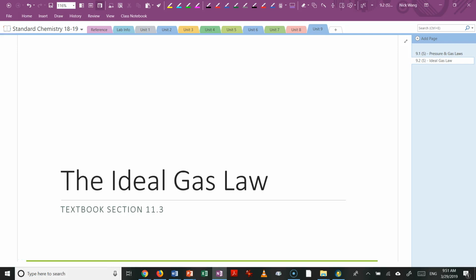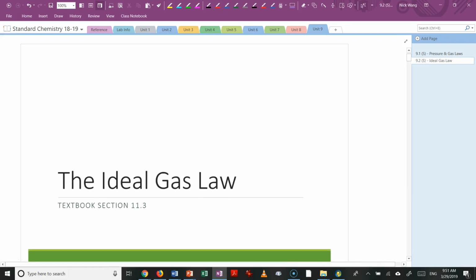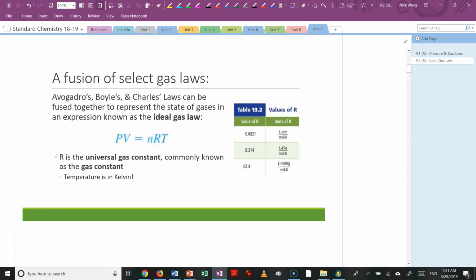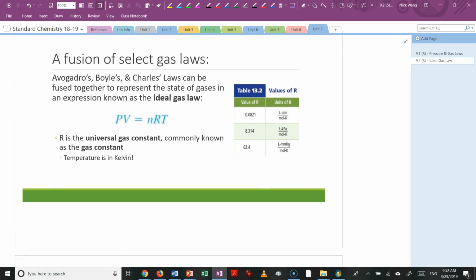In this lesson, we're going to learn about the ideal gas law, which is a law that kind of combines a bunch of different gas laws that we'll all see put together here. So some of these other laws, you can see Avogadro's law, Boyle's law, Charles' law. These are laws that kind of relate some of these pressures and volumes and mole amounts and temperatures.